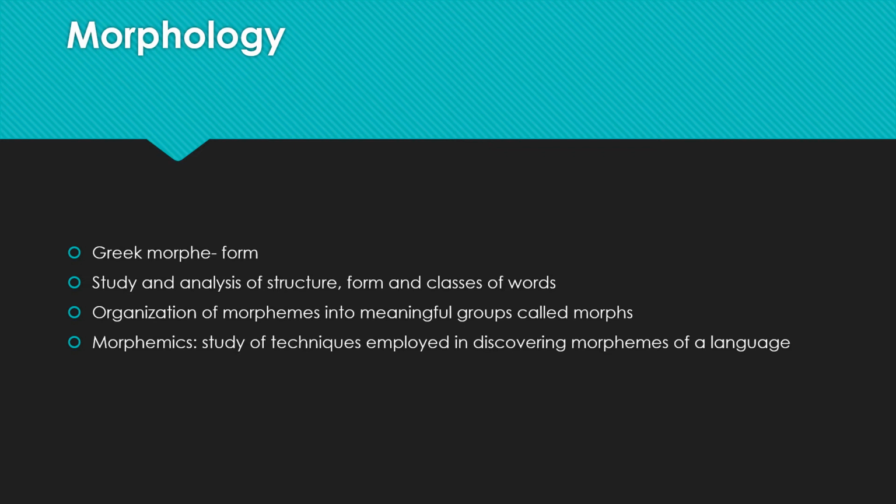You see, with phonology, we are dividing a sentence into so many smaller units. The basic unit is the phoneme. After that comes a group of words, that is morphology, the morpheme. Then comes syntax and semantics. So organization of morphemes into meaningful groups called morphs. Morphology is the study of techniques employed in discovering morphemes of a language.